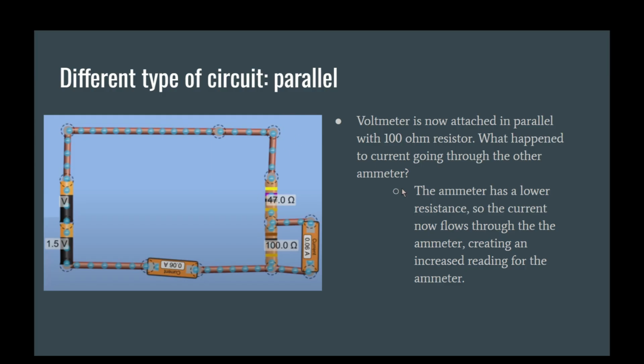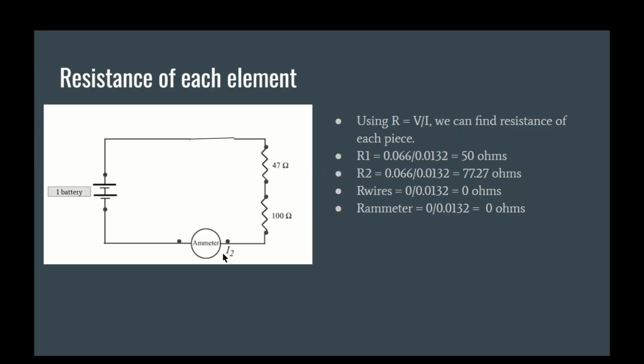We worked on a parallel circuit next, where we took a voltmeter and put it in parallel with the 100 ohm resistor, and this ammeter's still here. So what happened to the current going through the other ammeter? The ammeter has a lower resistance, so the current flows through the ammeter, and it creates an increased reading for the ammeter rather than going through the voltmeter first.